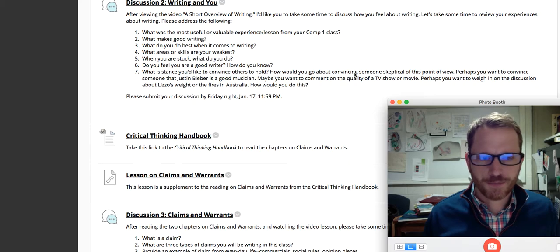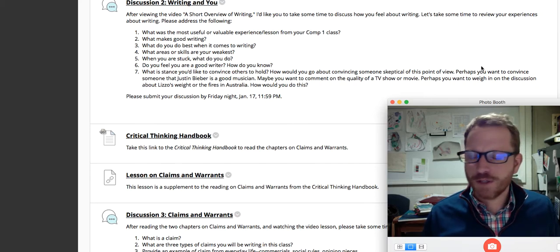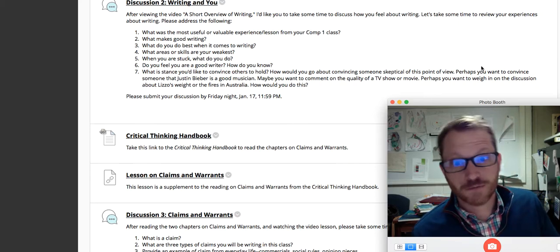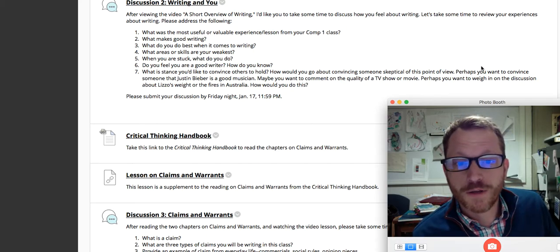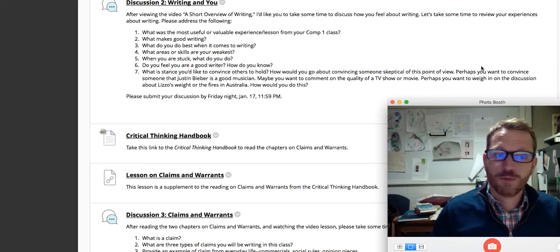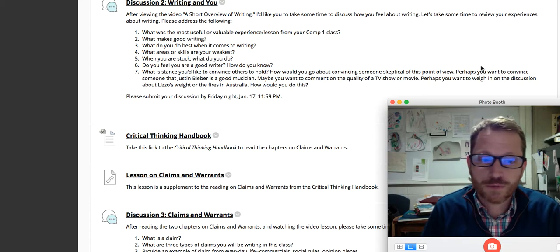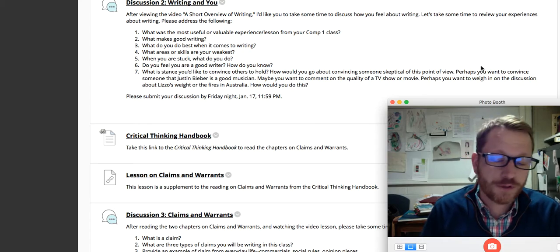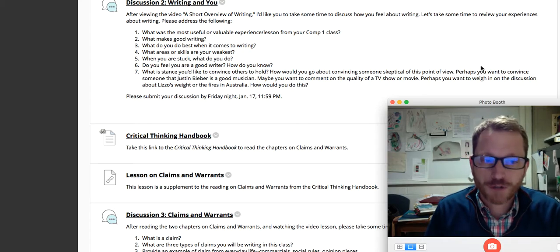Consider that person as skeptical. Perhaps you want to convince someone that Justin Bieber's a good musician. Good luck. Maybe you want to comment on the quality of a TV show or a movie. And if I knew anything about TV shows or movies and didn't live under a rock, I would give an example. But I live under a rock.